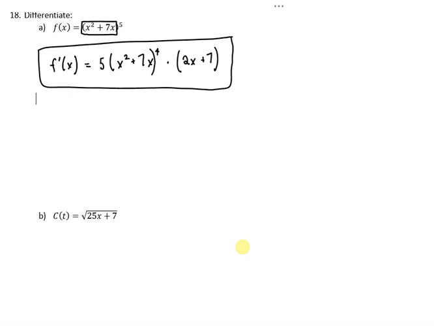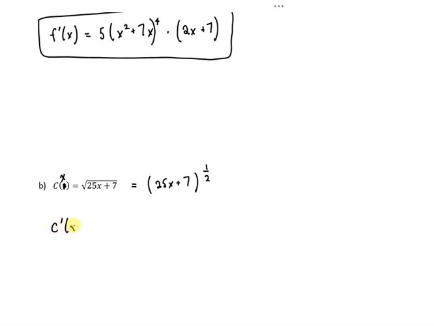For part B, I've got the square root of 25x plus 7. That's also a composition of functions. I'm going to write it as 25x plus 7 to the 1/2. There's actually a typo here. This should say c of x. Problem doesn't really make sense otherwise.